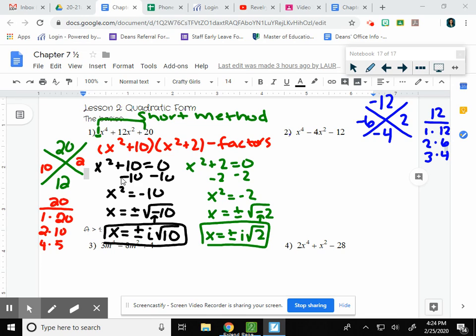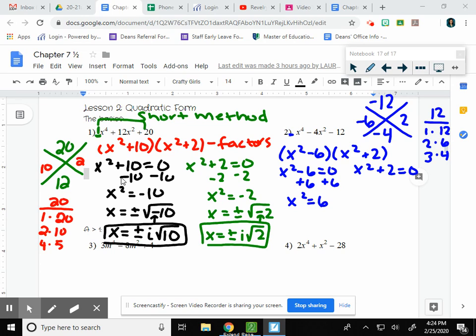So since it's the short method and our a value is 1, we can skip to x squared minus 6 and x squared plus 2. Those again are our factors, so we're going to set those equal to 0 and solve them. We're going to add 6 here, so we get x squared equals 6. To undo a squared, we're going to take the square root. So I have plus or minus the square root of 6. Then you say, can I break this down into any couples and pairs? Nope, no couples, no pairs. So this is our answer.